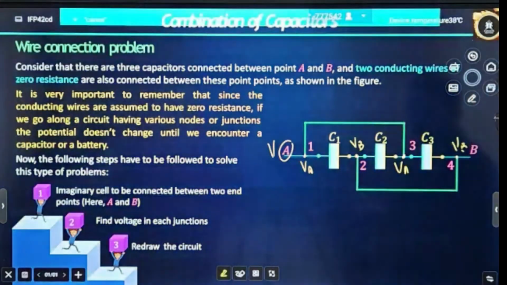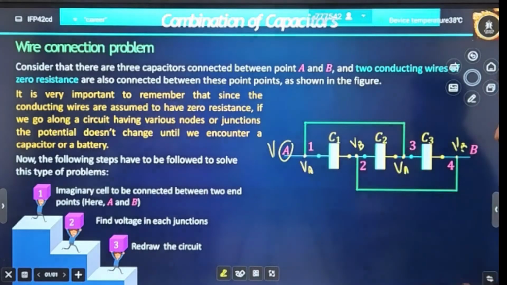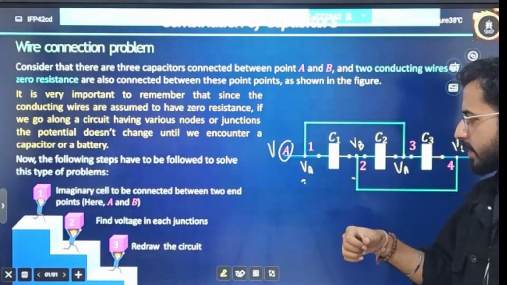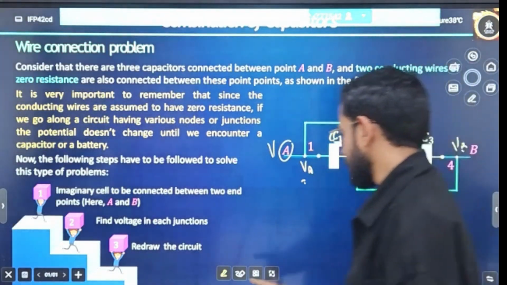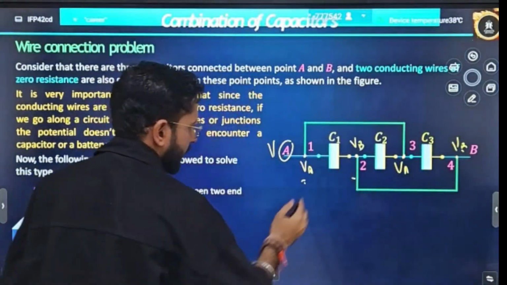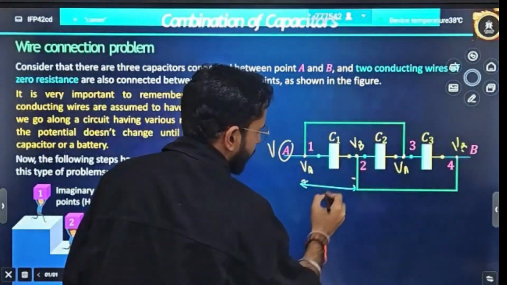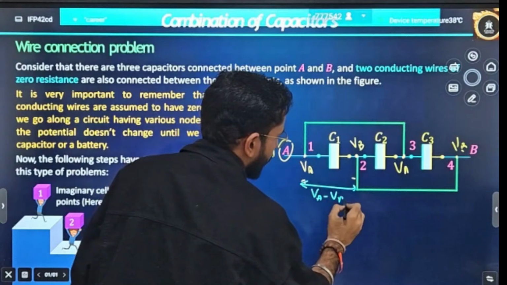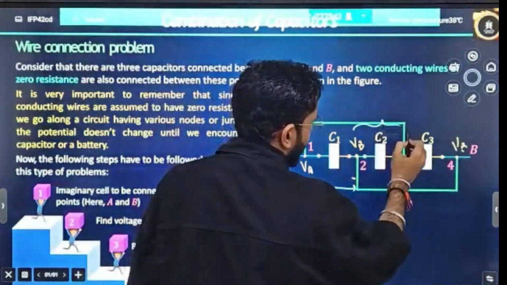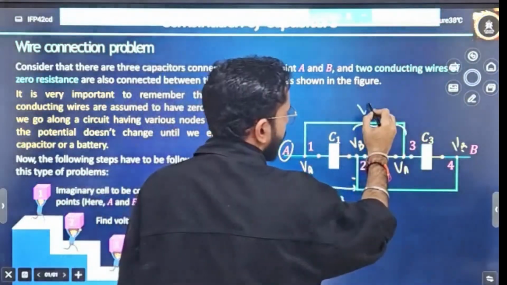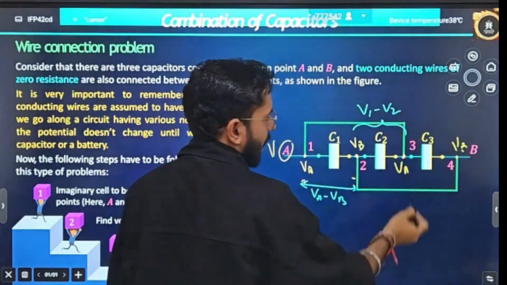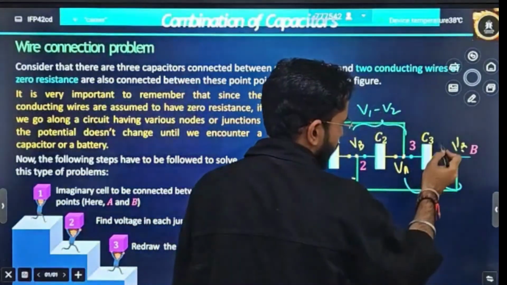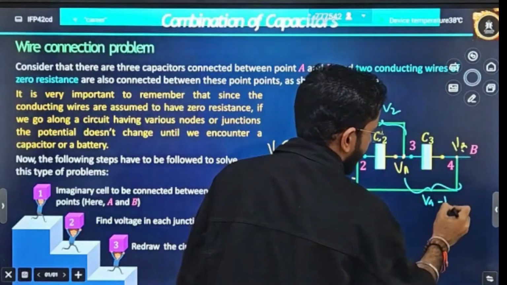Now check what is the potential difference across all these three capacitors. What is the potential difference across this capacitor? VA minus VB. If I ask you to write the potential difference across each capacitor, you will write the potential difference here is VA minus VB. If I ask you the potential difference across capacitor 2, again you will say VA minus VB. And if I ask you the potential difference across the third capacitor, again you will say VA minus VB.